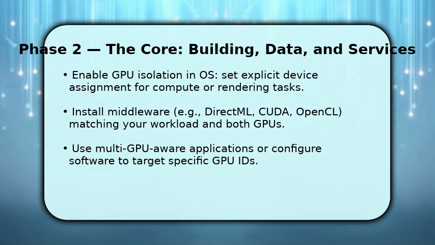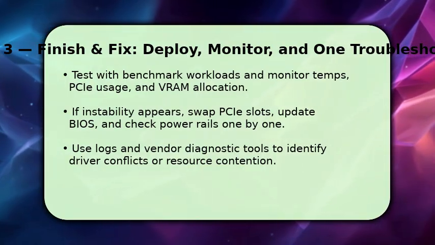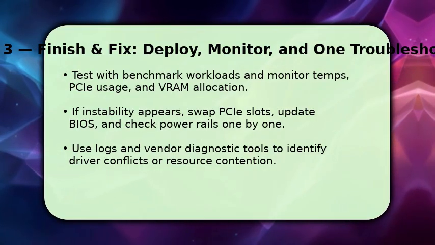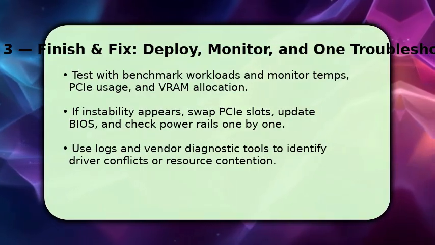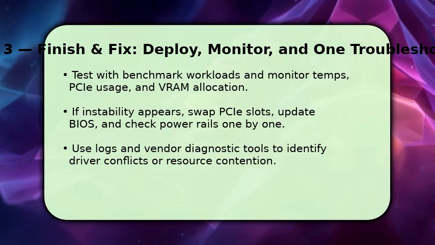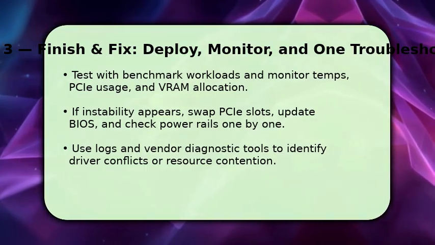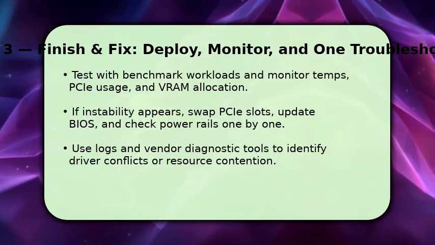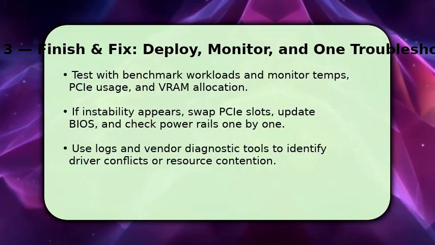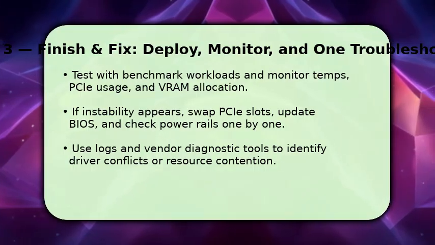Finally, validate the setup with representative workloads and monitor temperatures, PCIe throughput, and RAM usage to confirm each GPU is doing the expected work. If you encounter instability, make sure to swap GPUs between slots to rule out a bad slot, update the motherboard BIOS, and individually verify power rail voltages. If problems persist, collect system logs and run vendor diagnostic utilities to find driver conflicts or resource contention. One key tip: re-enable default profiles only after confirming separate.